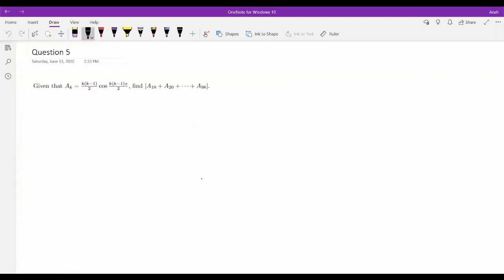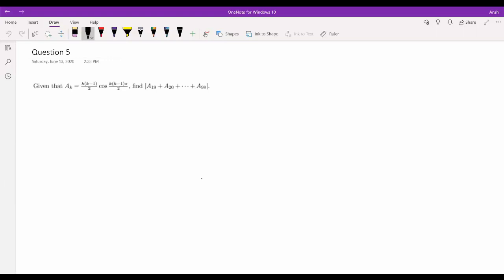So continuing with observing how the cosine and sine trigonometric functions behave, here we have that given that a sub k is equal to k times k minus 1 over 2 times cosine of k times k minus 1 over 2 pi, it asks us to find a of 19 plus a of 20 plus all the way to a of 98. So at first this looks really daunting. We have cosine of an algebraic function. How would we deal with this?